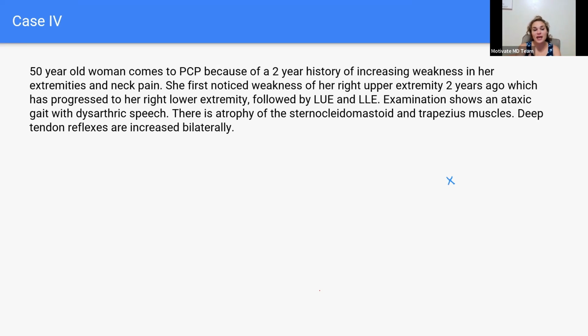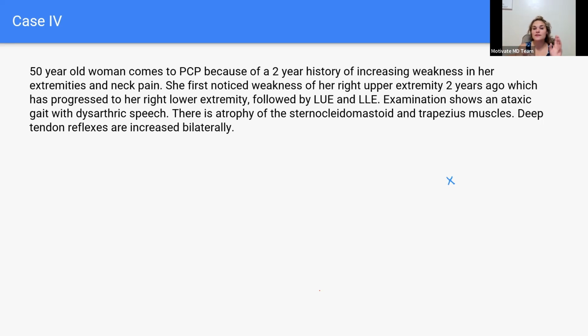Examination shows an ataxic gait, and she's got dysarthric speech. That means she's just having difficulty speaking and making words, kind of like I am tonight because I'm talking so fast. I apologize, I should slow down, but I stumble over my words when I talk fast. But essentially that's what she's having, difficulty articulating things as well.